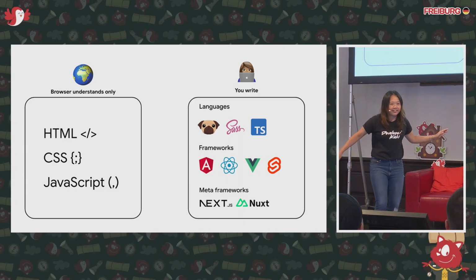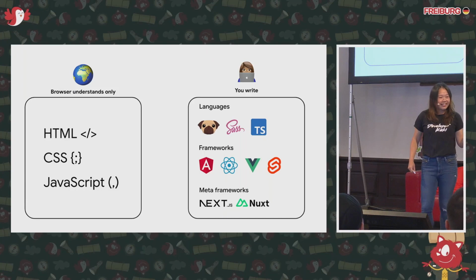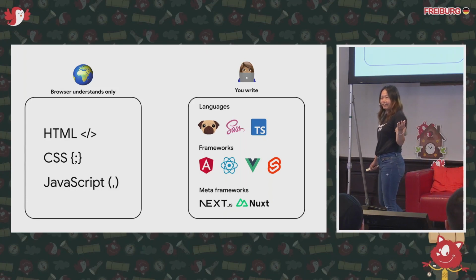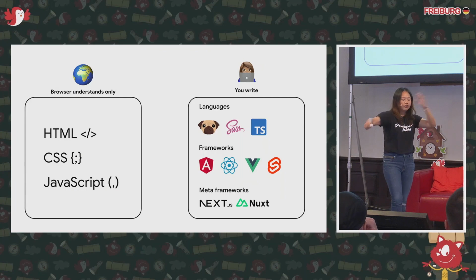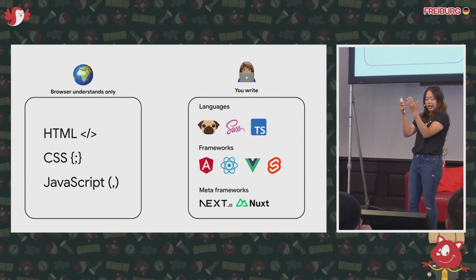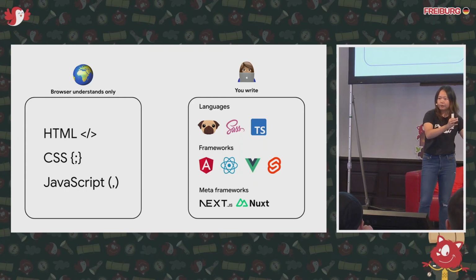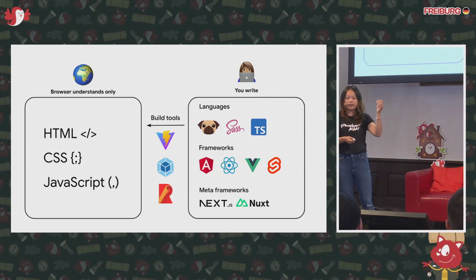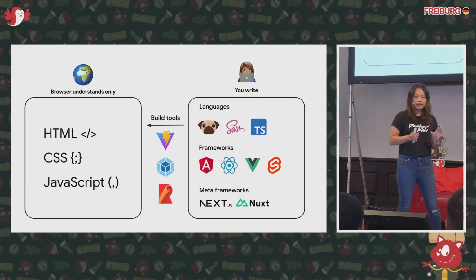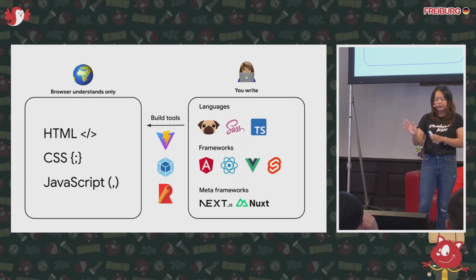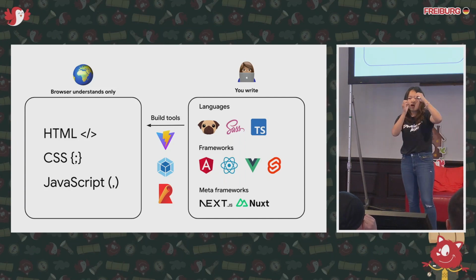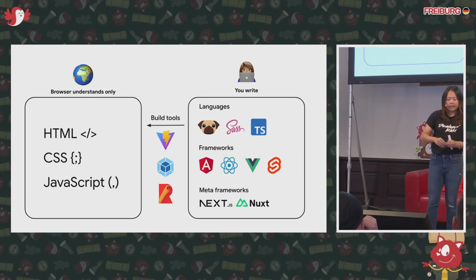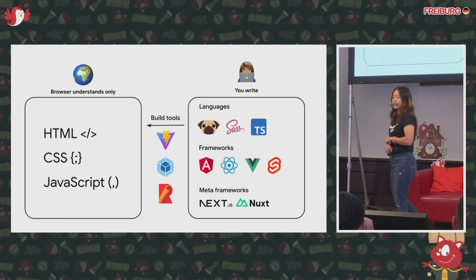And that is not enough. You use meta frameworks like Next.js and Nuxt.js as well to build your website. So for all this progress, who is responsible to transform what you are writing into what the browsers can understand? That's the build tool's job. There are build tools like Vite, Webpack, and Rollup, or whatever tools you are using, who are responsible to transform whatever you write, bundle it, optimize it, and make sure the output is HTML, CSS, and JavaScript, something that the browsers can understand.